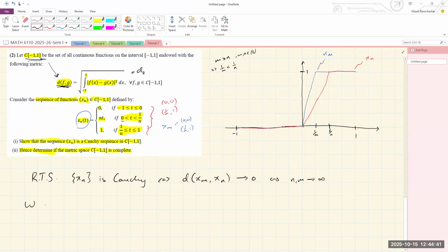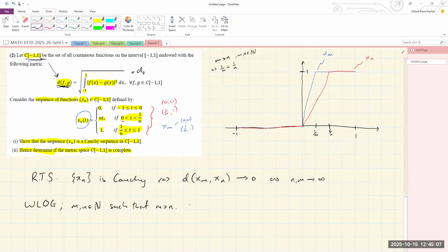So let's say, without loss of generality, I take two natural numbers, m and n, such that m is the bigger one. I'm looking at these two functions that we just drew up here.